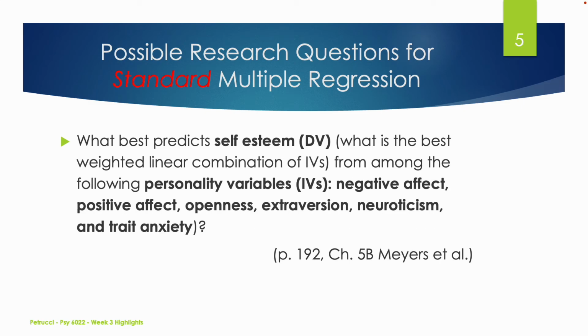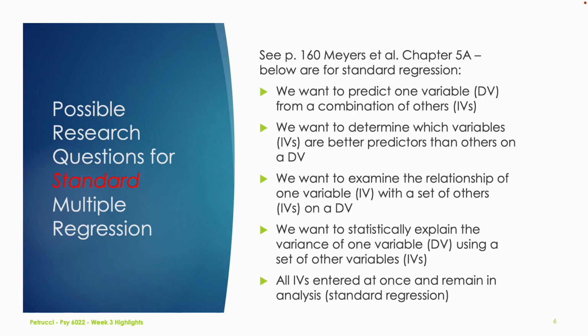Another way of wording a research question for standard multiple regression, we could ask it as, what best predicts our dependent variable, in this case self-esteem, from among the following independent variables? And here we're looking at personality variables, including negative affect, positive affect, openness, extroversion, neuroticism, and trait anxiety. And that's from our textbook, Chapter 5b, Myers et al.